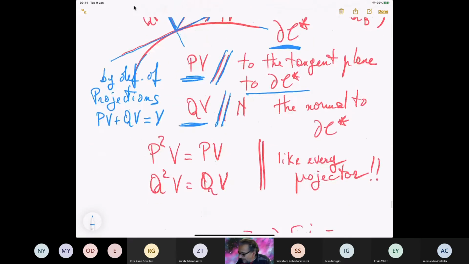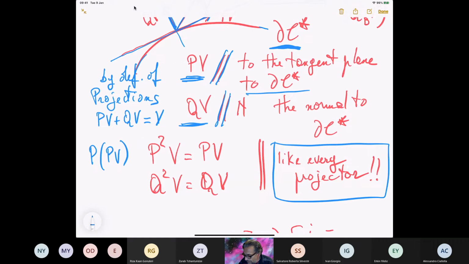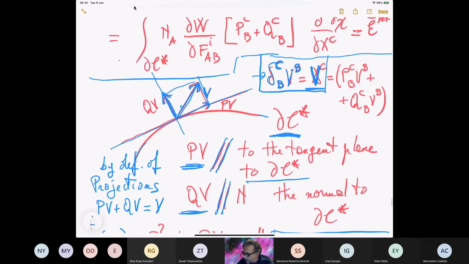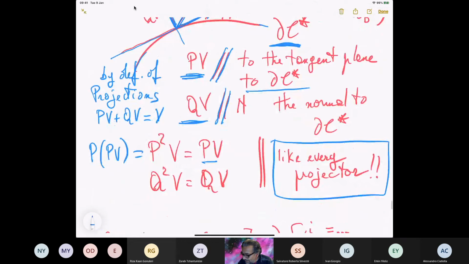Now, remember that like every projector, if you take V, you project it, and then you apply the projector another time, you get again PV. So P squared V is equal to PV. Similarly, Q squared V, which is Q applied to QV, is equal to QV. This is true for every projector. So I hope that this is easy for everybody.